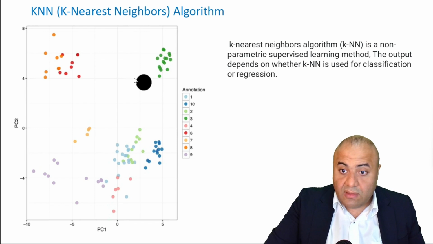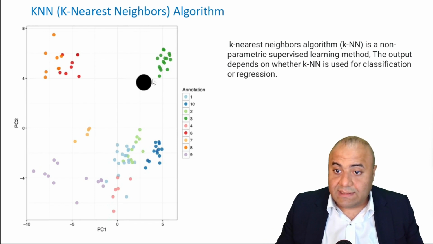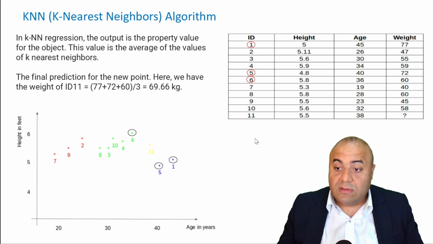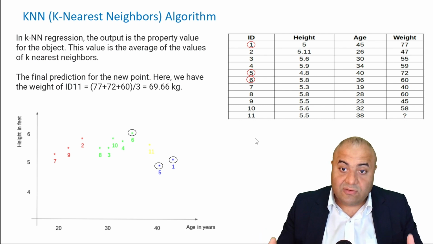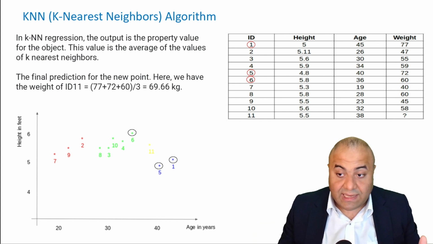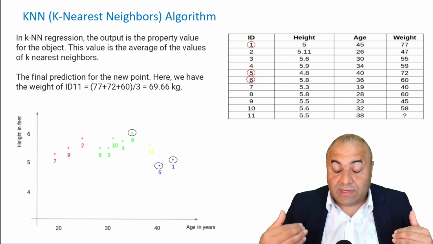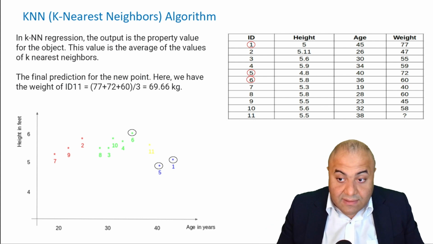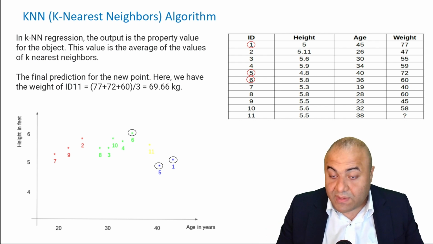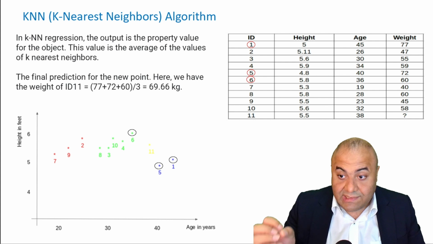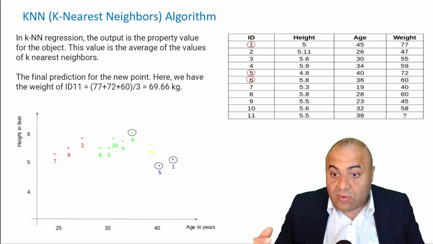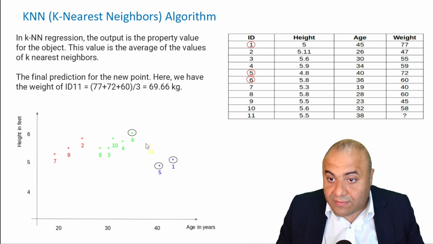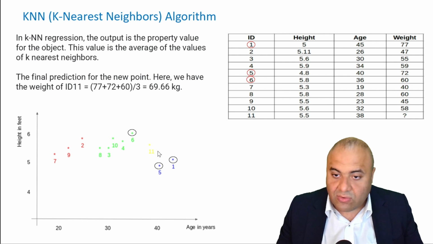Now, what about the other situation? What if we do not want to use the k nearest neighbor to classify the point, but actually use it for regression? For regression, what we do is we take this point, for example the point with ID 11, and we need to know what its regression value is.